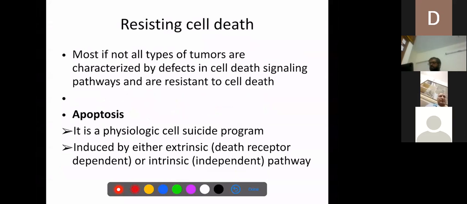Next is resisting cell death. Most tumor cells are characterized by defects in cell death signaling. There should be a signal to acknowledge that the tumor cell is abnormal and make the cell proceed to apoptosis. But there is a defect in the cell death signaling pathways, and they are resistant to cell death. So before that, we should understand what apoptosis is. It is a physiological cell suicide program. All of you are aware of what apoptosis is. I'll just highlight the important points in apoptosis.